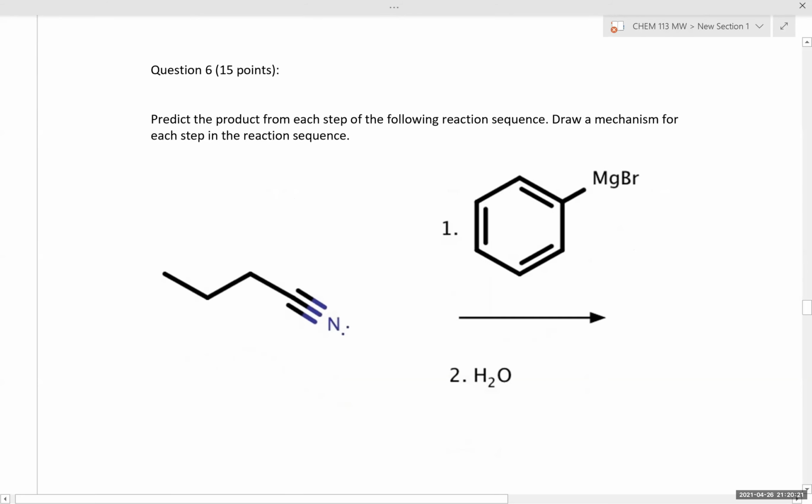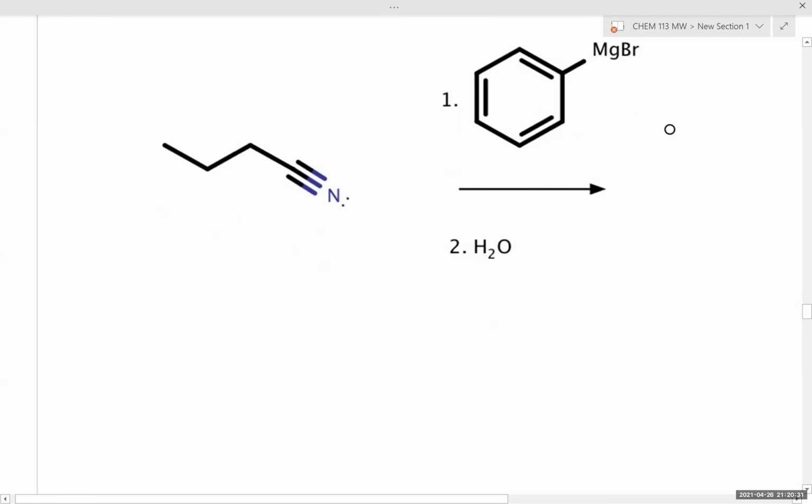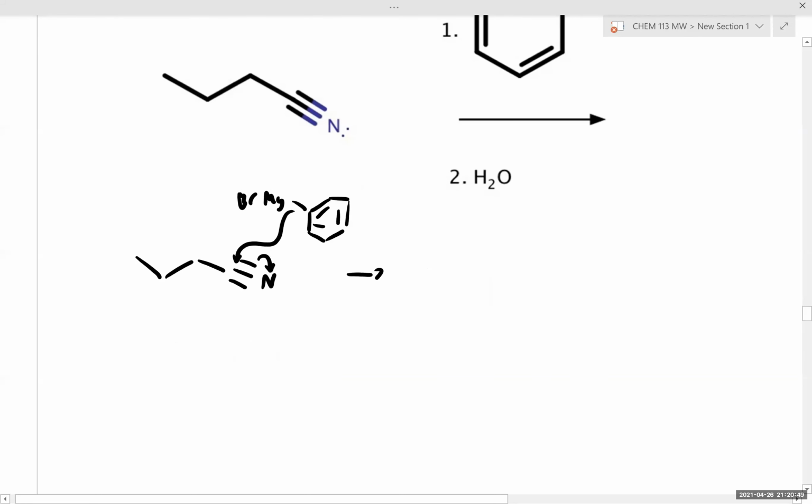In this case, we're now asked to predict the product from each step of the following reaction sequence and draw a mechanism. So we have a nitrile and a Grignard reagent. Grignard reagents add to nitriles just like they add to ketones and other electrophilic carbonyl functionality. So our Grignard will add in. From here, we'll get our imine anion.